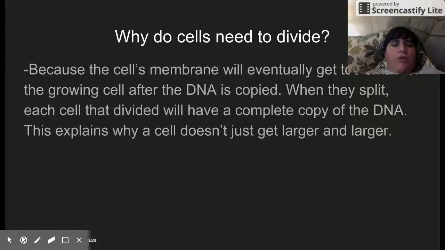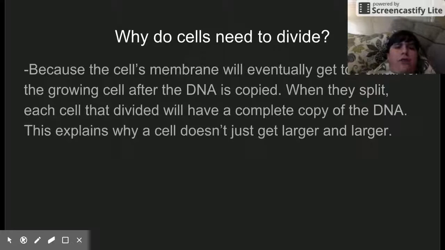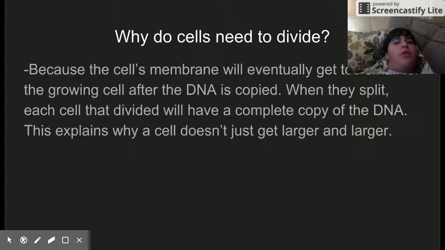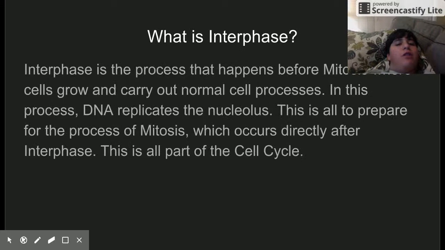Cell cycle. First, why do cells need to divide? Well, that's because the cell's membrane will eventually get too small for the growing cell after the DNA is copied. And when they split, each cell that divided will have a complete copy of the DNA. This explains why a cell doesn't just get larger and larger.